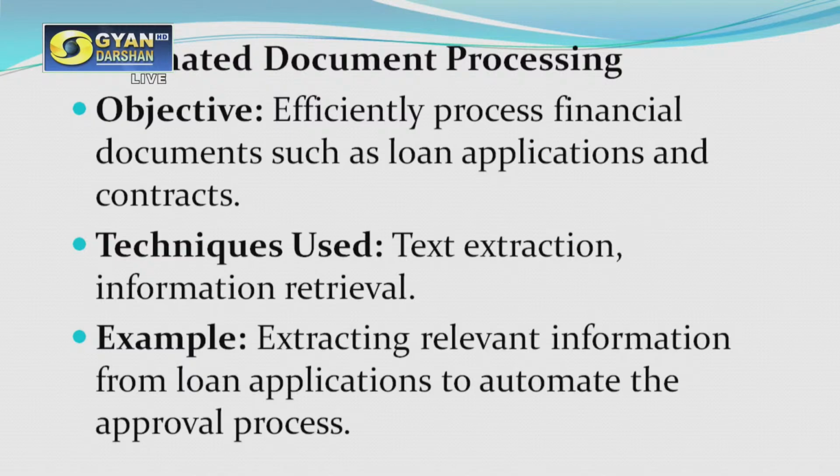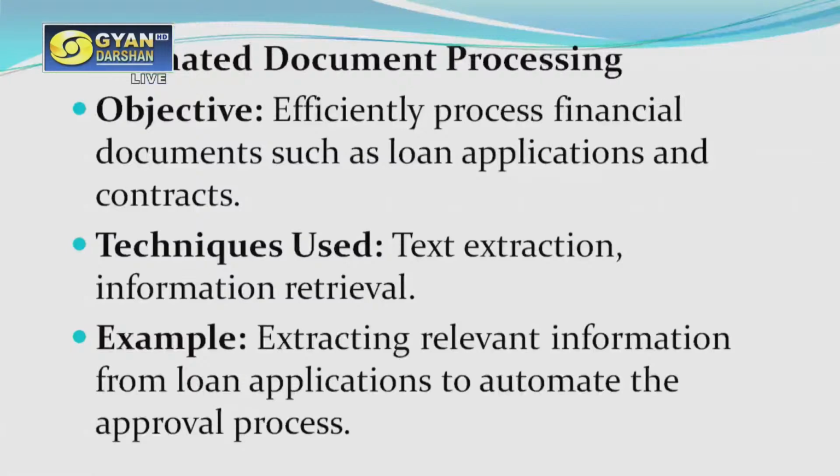And then the basic example we can quote here is extracting relevant information from loan applications to automate the whole approval process. So the bank person who is sitting behind, having received the application online, has no need to go through each and every document. These documents will be the inputs for the text mining system, and the relevant information from the loan applications will automatically be analyzed by the system. Whether to approve or reject is up to the system to give as the outcome.